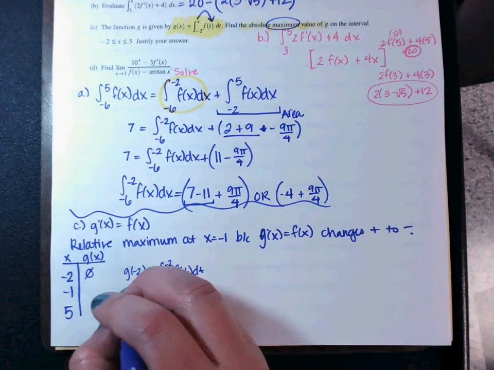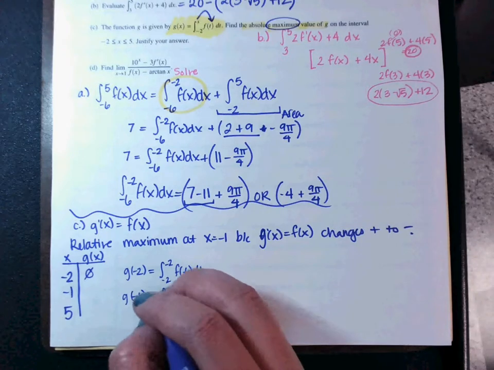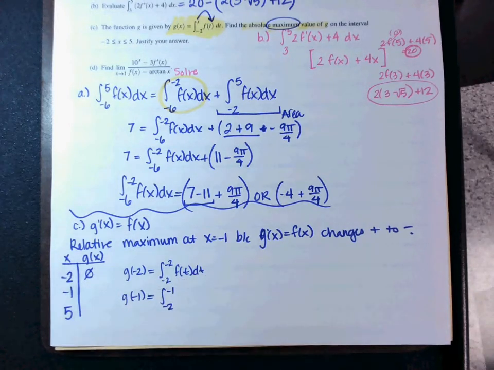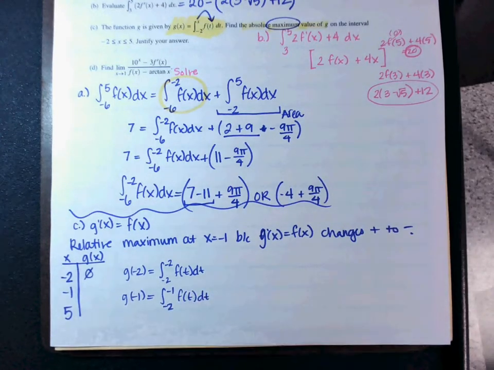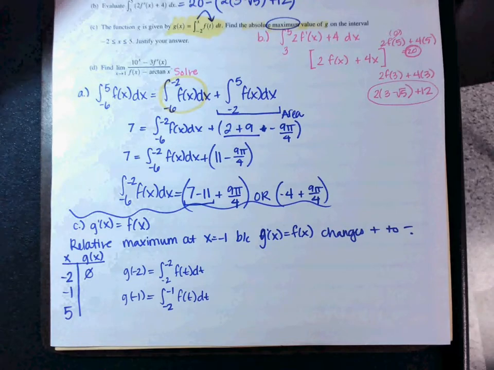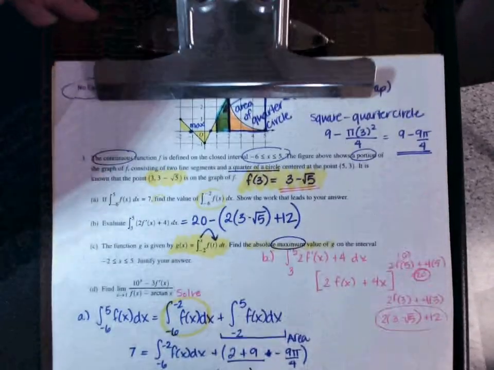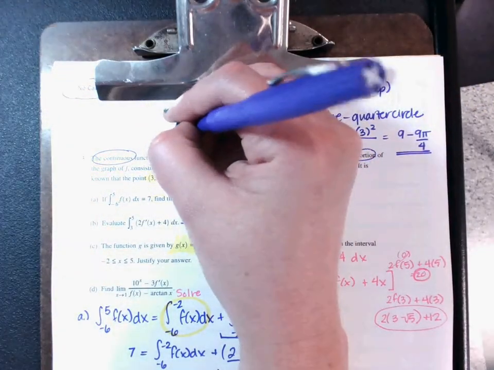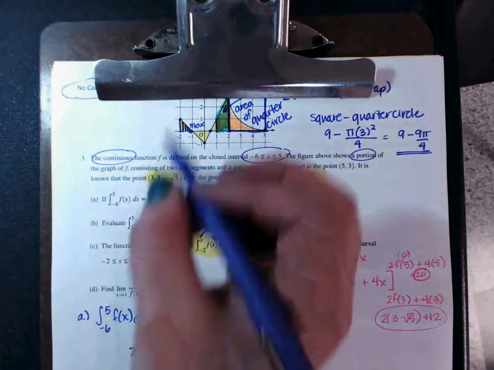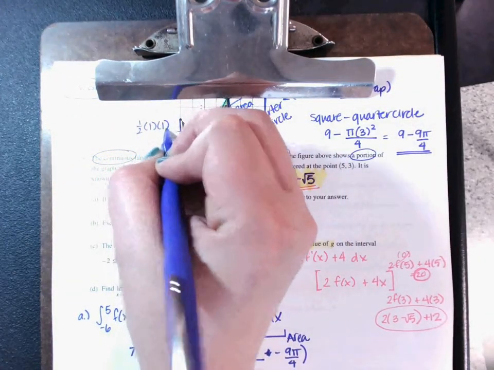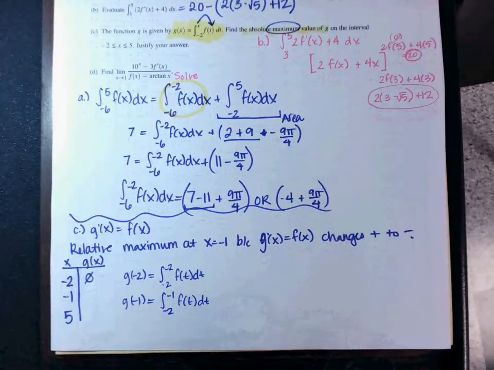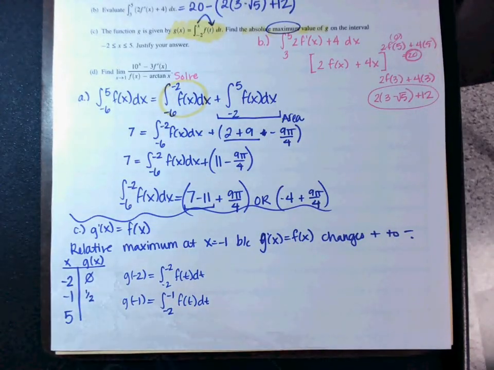Okay, next one, I want g of negative 1. Well, then that's going to be the integral from negative 2 to negative 1 of my function f of t, and then I'm going to have to do a little bit of area. So let's come back up to our graph from negative 2 to negative 1. Okay, I've accumulated this little triangle here. 1/2 times 1 times 1. So it's a total area of 1/2. Now, notice that it's a positive 1/2 because that little triangle was above.